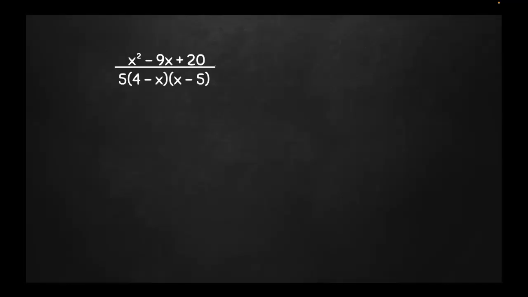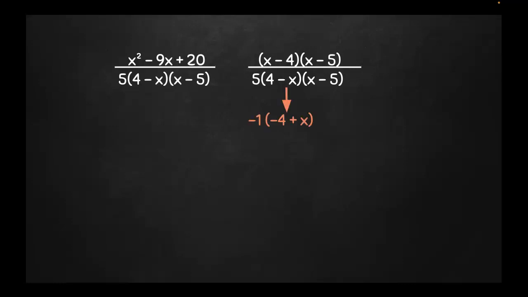Okay, in this example, I have to factor. I'm going to take that numerator and factor it, using my box, or guess and check if that's what you like. So I can factor that numerator, and I get x minus 4 and x minus 5. One thing to be careful of: you look at that x minus 4 and you see something kind of similar to it, that 4 minus x.